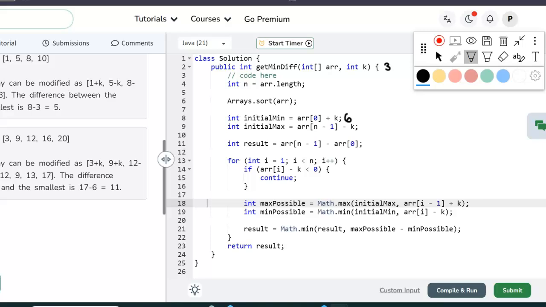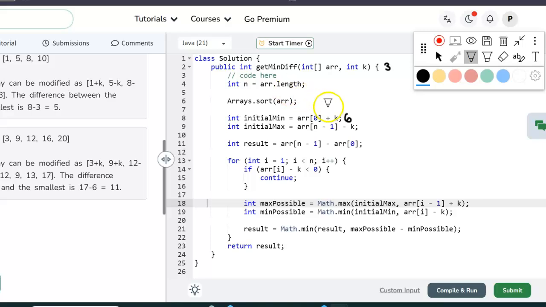Okay, so k is 3. 3 plus 3 is 6. You might say, well, how do you know that you want to add k to the first element? I mean, maybe you want to subtract k from the first element. Well, that's not likely because we're trying to bring the smallest element closer to the largest element, and so we don't really want to subtract anything from what is already the smallest element.